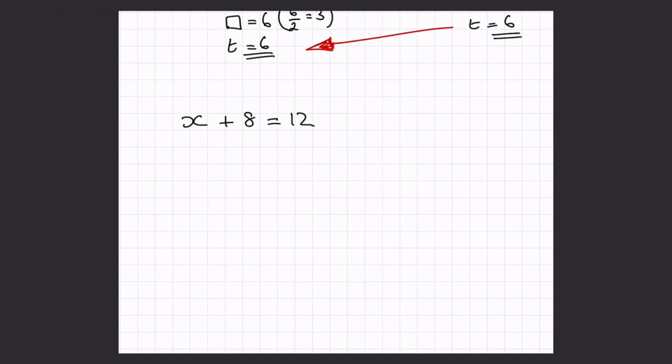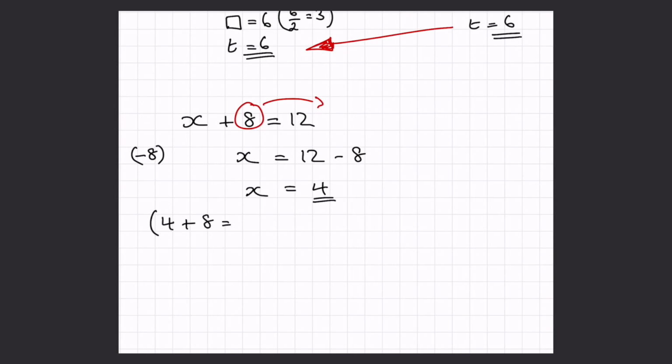So the process that I'm thinking of is I know I need to get that 8 over to the other side. That's what I'm thinking. So if I'm adding 8, I'm going to subtract 8 from both sides. X is equal to 12 subtract 8. X must equal 4. And I know this is true because if I check it, 4 add 8 is equal to 12.